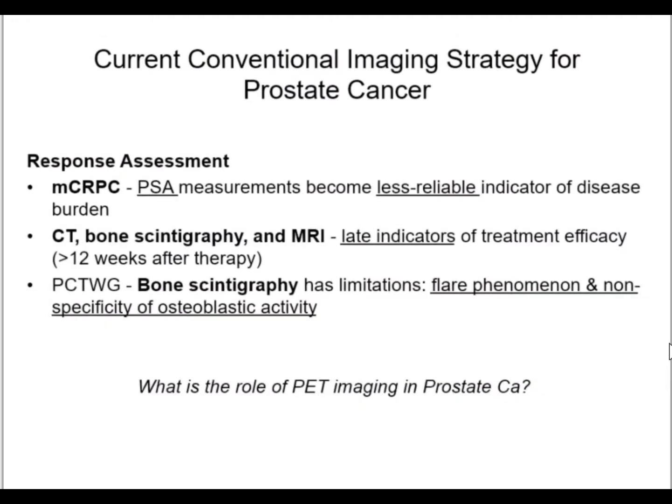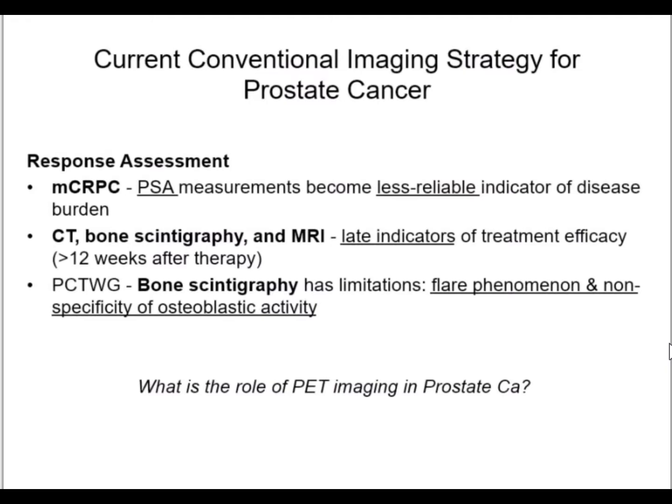Now, in terms of assessment of response, in mCRPC, we know that PSA measurement is not as reliable anymore when the disease goes into castrate-resistant state. Using CT, bone scan, and MR, these are really late indicators of treatment efficacy. These changes will only be seen after 3 months from therapy. Then you will start seeing changes on the MR or CT. Bone scan also has some limitations with regards to the flare phenomenon, and there is also a non-specificity of the osteoblastic activity.